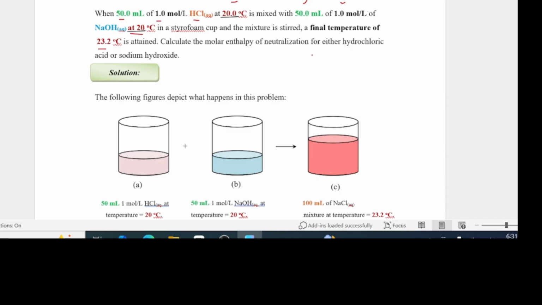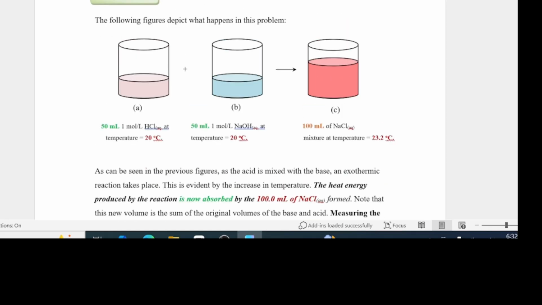And now you're asked to calculate the molar enthalpy of neutralization for either sodium hydroxide or hydrochloric acid. So we have some figures here to make matters easy for you. This is the volume of HCl and concentration and initial temperature, and it is the same here for sodium hydroxide. Well, look what happens. When you mix these, a final volume of 100 milliliters of sodium chloride solution is produced with a final temperature of 23.2 degrees.